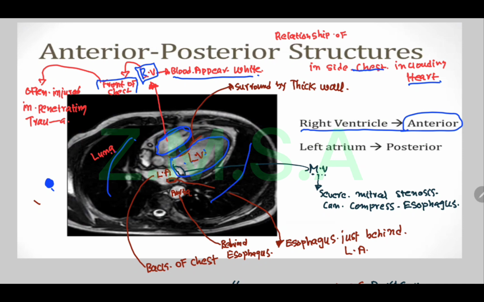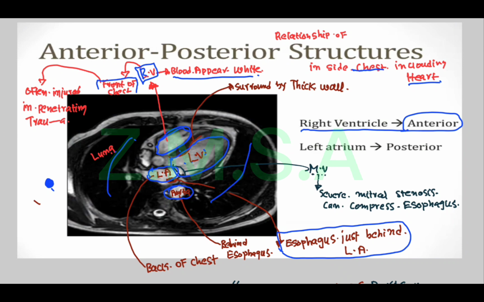Next, the left ventricle is behind the right ventricle, and here is the left atrium. This white area is the left atrium, and just behind the left atrium lies the esophagus. Behind the esophagus lies this white area, the aorta. So the esophagus lies between the left atrium and the aorta.